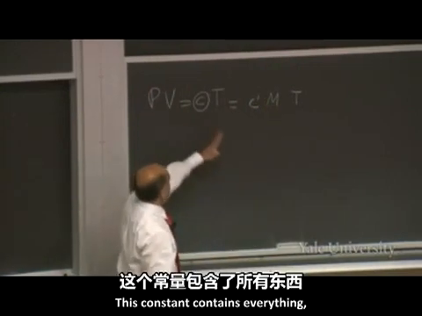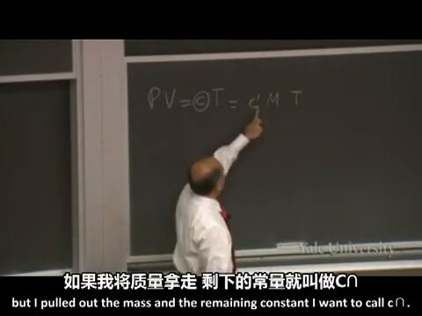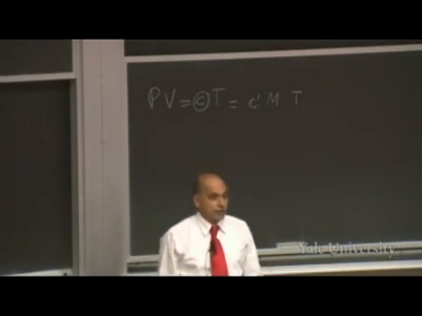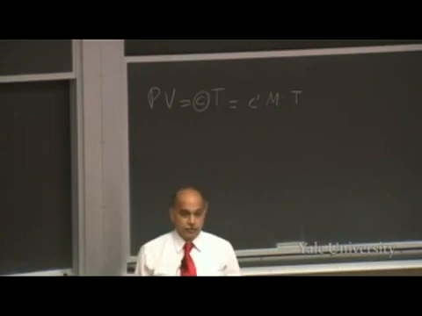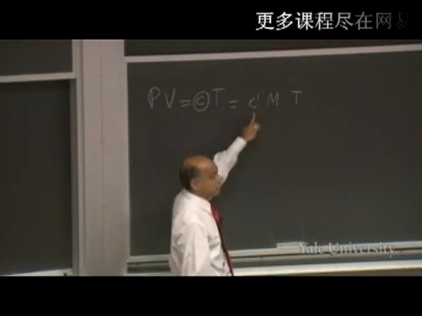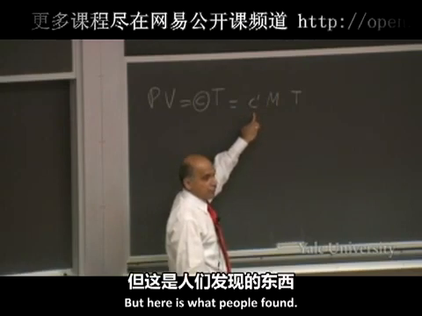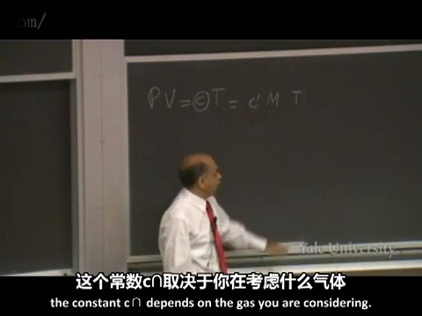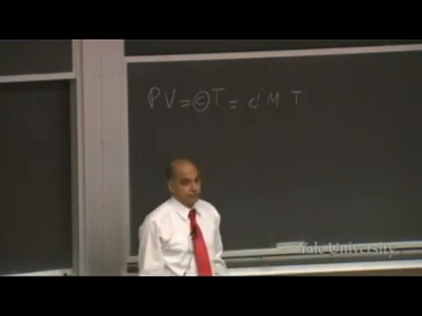This constant contained everything, but I pulled out the mass, and the remaining constant I want to call C prime. This is actually correct. You can take a certain gas and find out what C prime is. But here is what people found. If you do it that way, the constant C prime depends on the gas you are considering.